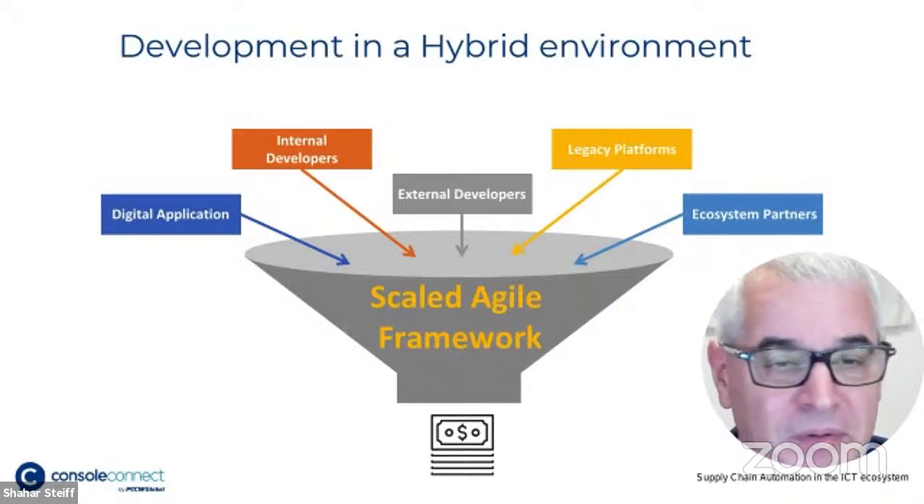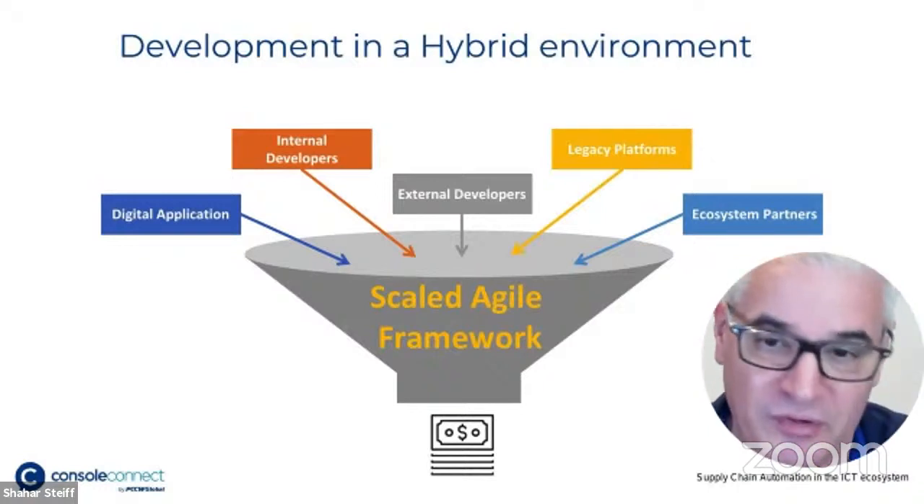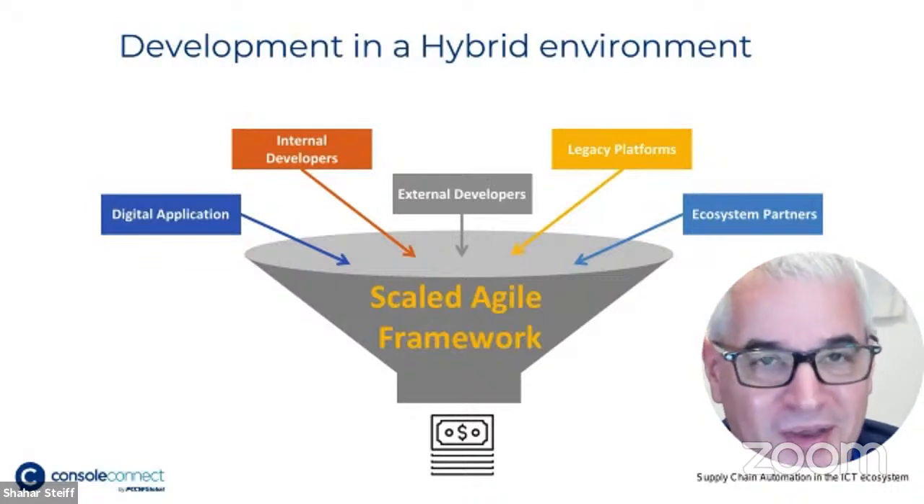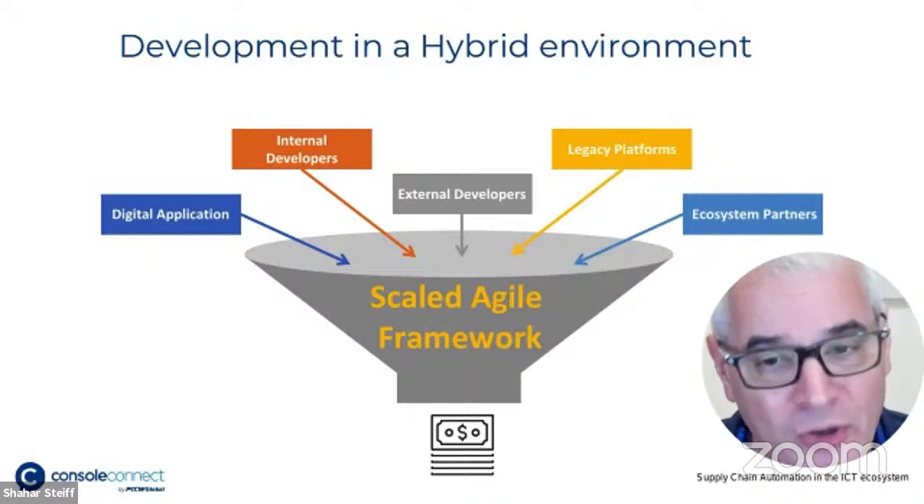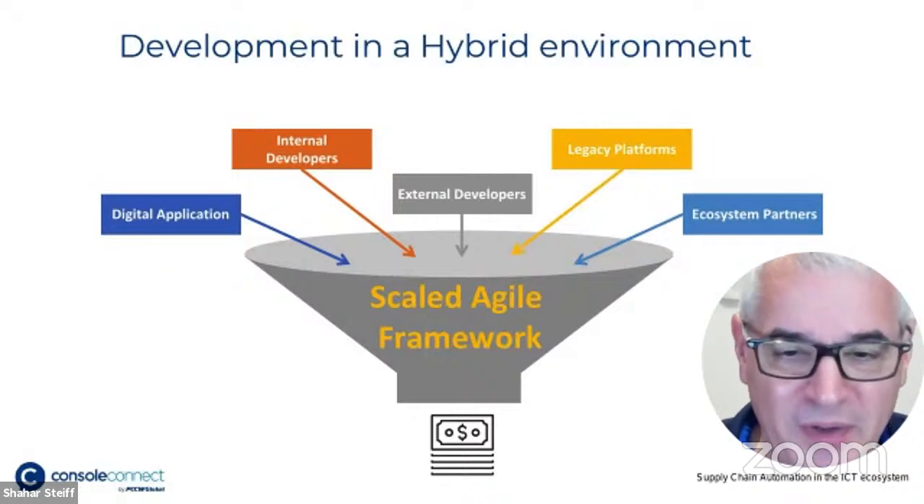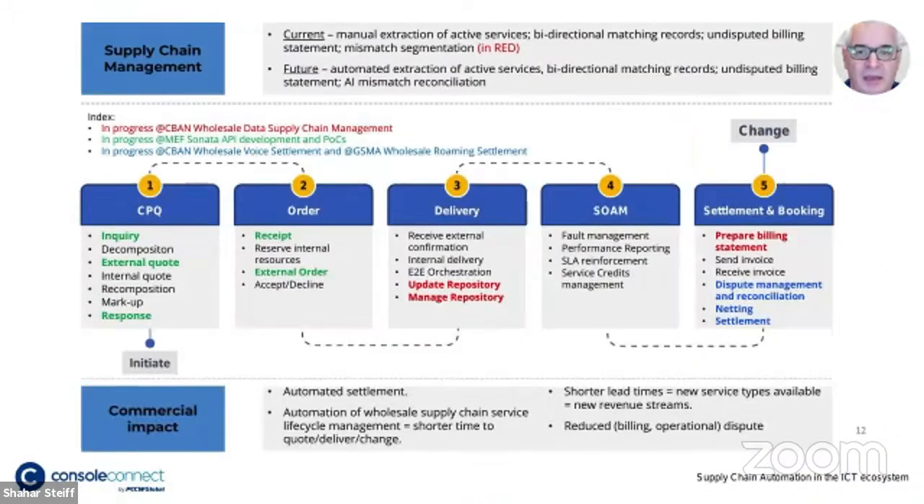Things might not be as simple as developing in your own organization, which I would not say isn't complex as it is. In order to be able to develop that, you need to be able to align as much as you can. And so both organizations on both sides of the development cycle are using as similar as possible processes. So we want to reach a situation where supply chain management is done through an automatic extraction of active services, bi-directional matching of records, undisputed billing statement, AI mismatch reconciliation in case of mismatch.